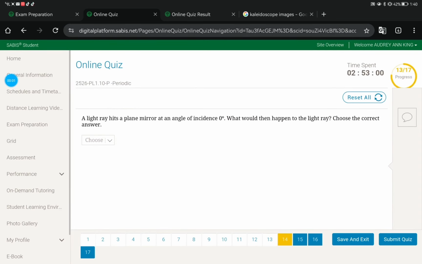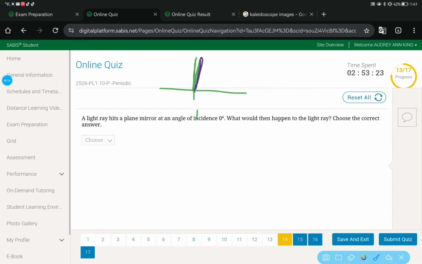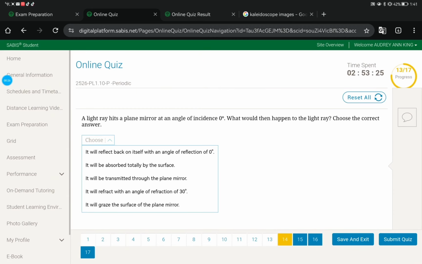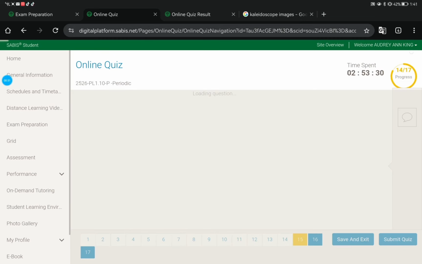A light ray hits a plane mirror at an angle of incidence of 0 degrees. What would then happen to the light ray? So here we're talking about reflection, not refraction. If it's hitting along the normal, at 0 degrees, then its reflected ray is also going to be straight, like that. So it's also going to be 0 degrees. So it will reflect back on itself with an angle of reflection of 0 degrees.